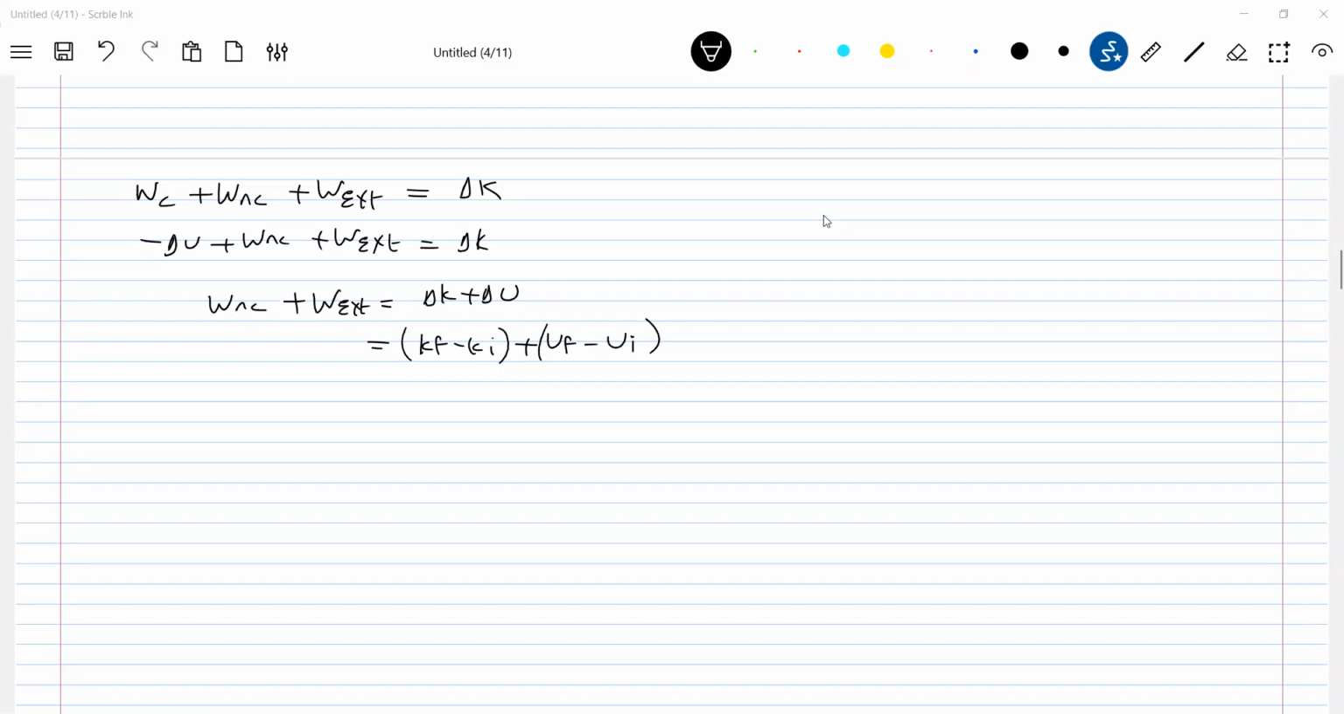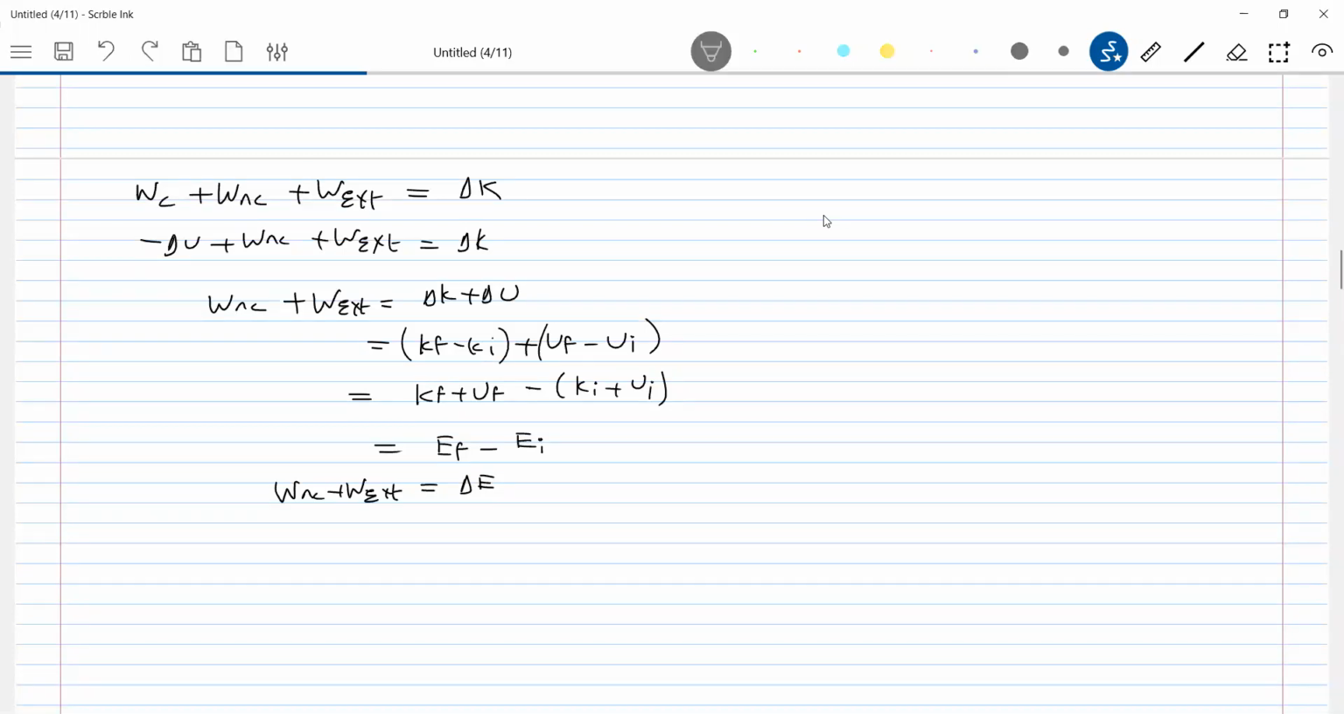Now, Kf plus Uf minus Ki plus Ui. What is Kf plus Uf? Mechanical energy. What is Ki plus Ui? Initial mechanical energy. And this should be delta E. So what is the conclusion? In a system, if conservative, non-conservative and external forces act, what will happen to mechanical energy? It will change. Or in a system when only conservative forces do work, mechanical energy is conserved.